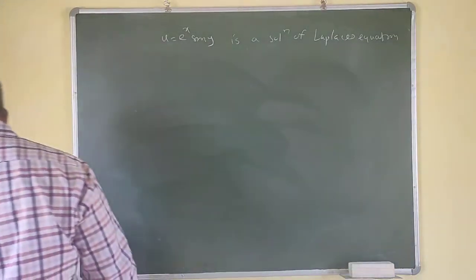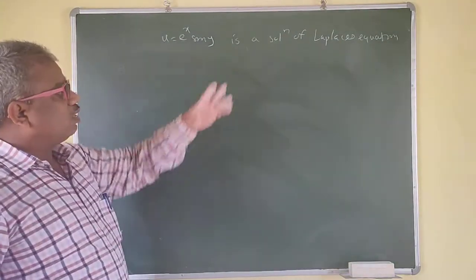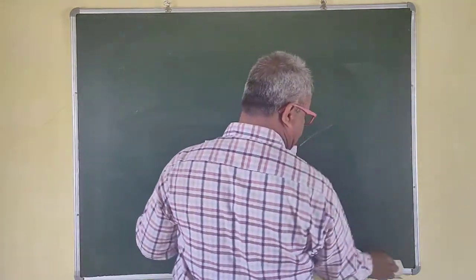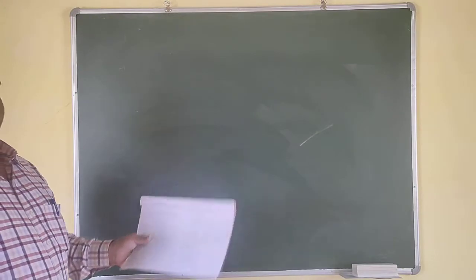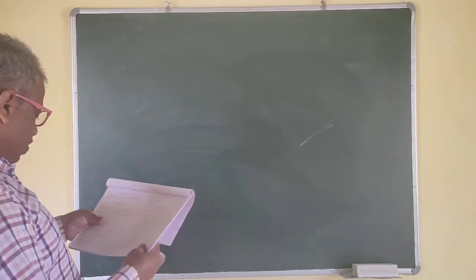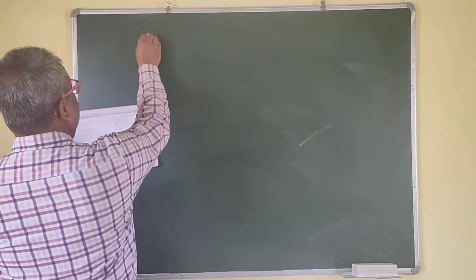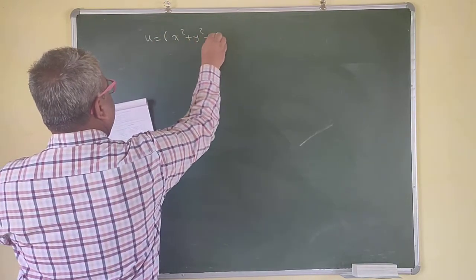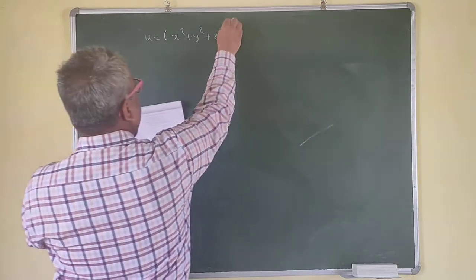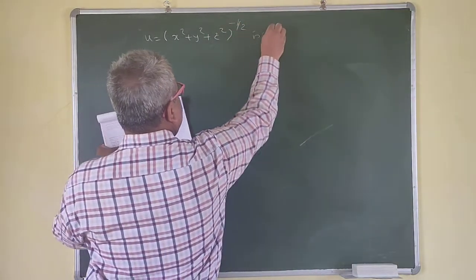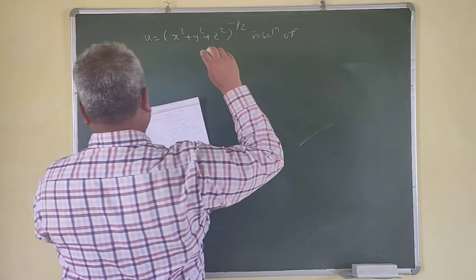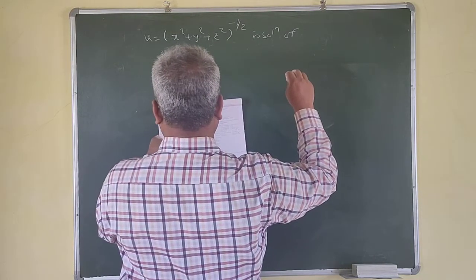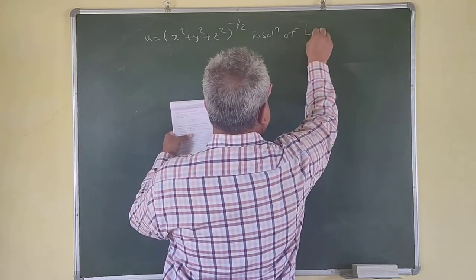So you can solve a number of problems on this: show that u is a solution of Laplace equation. You just have to double differentiate with respect to x, double differentiate with respect to y, and take the addition. So verify that u is equal to x square plus y square plus z square to the power minus half is a solution of Laplace equation.